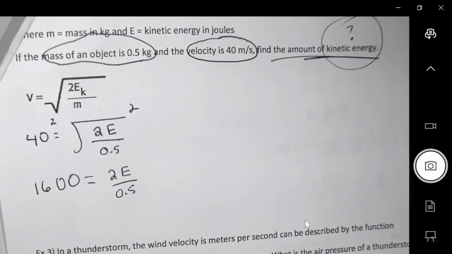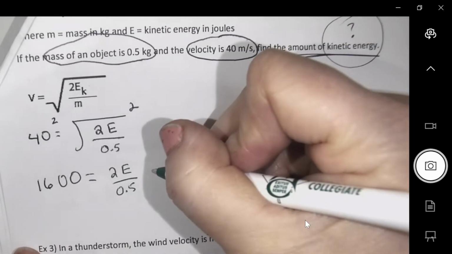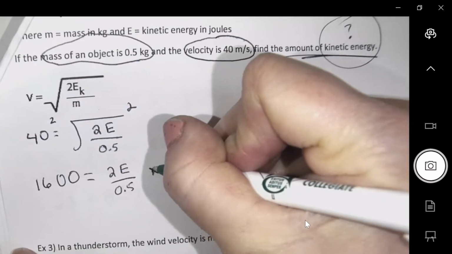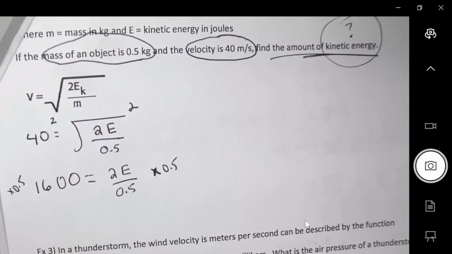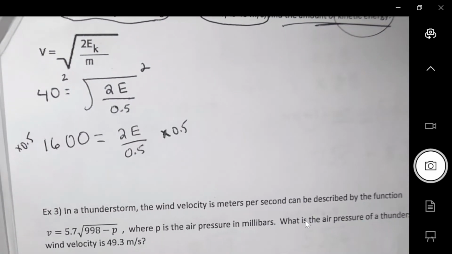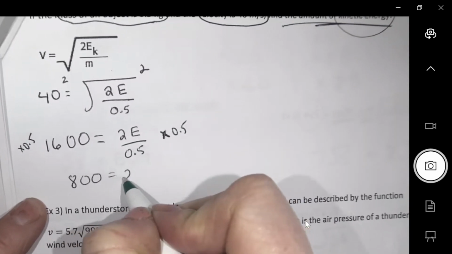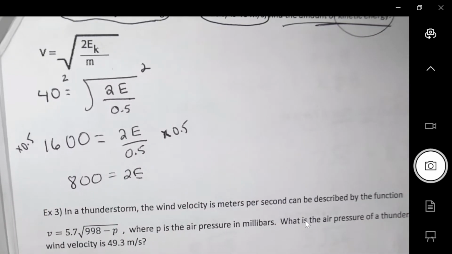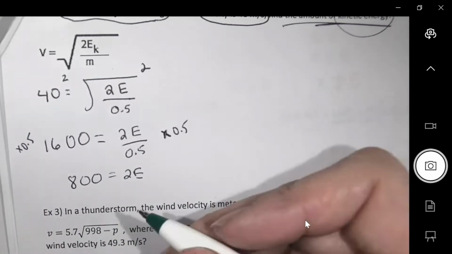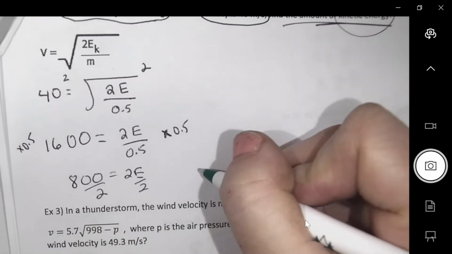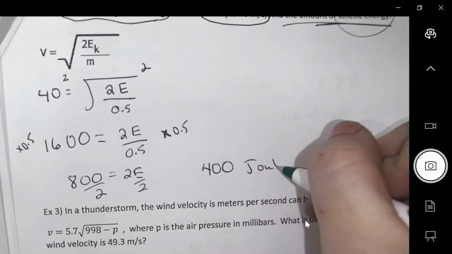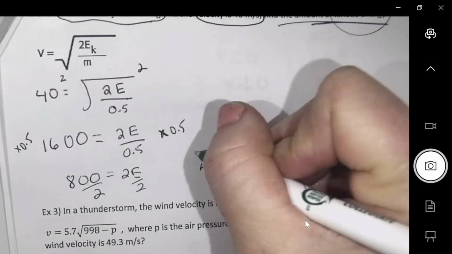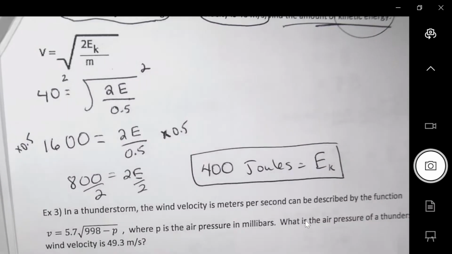Algebra, what do you want to do now? Times by half. What is a half of 1600? 800. And now I'm going to divide by 2. So the final answer is 400 joules is the kinetic energy.